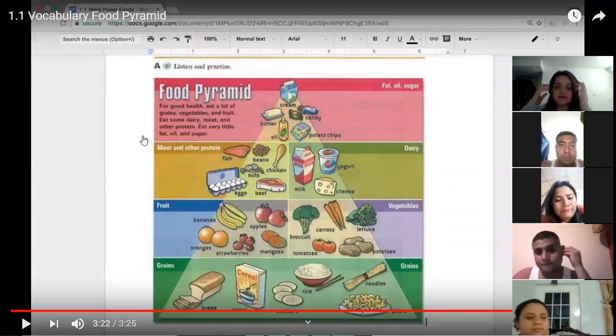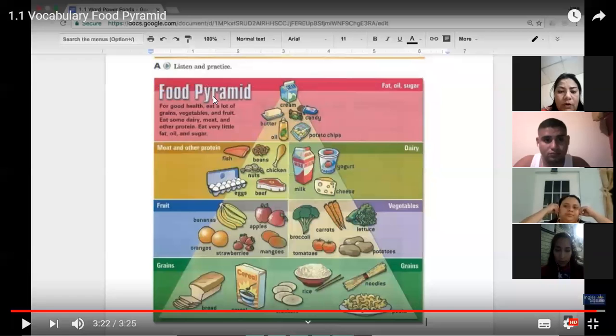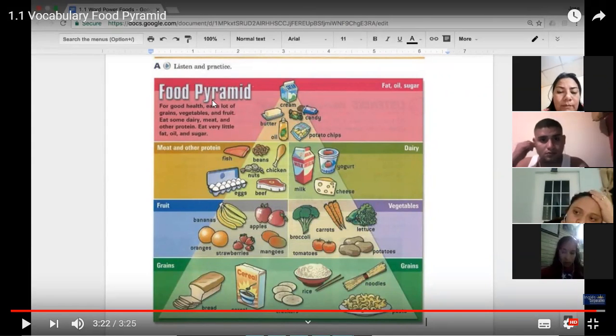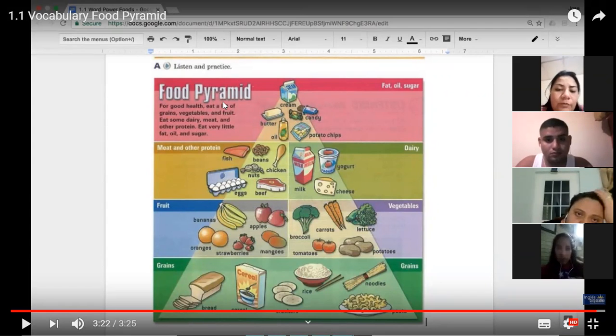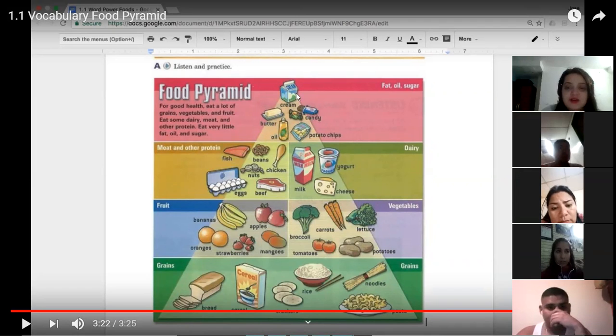Okay, let's practice the vocabulary. All right, repeat with me. Food pyramid. No, it's food pyramid. Okay, cream, butter, oil, candy, potato chips. Very good. Okay, is this clear?